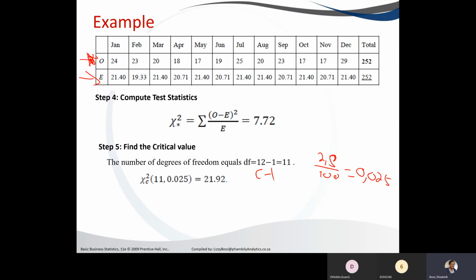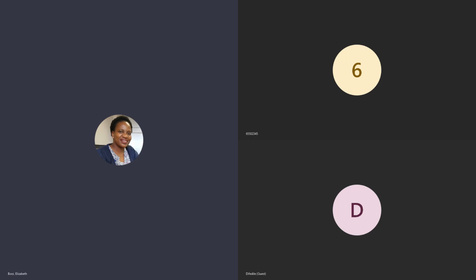Then we need to go to the chi-square table. On the chi-square table, we're going to find 0.025, and then on the side, we're going to find the degrees of freedom, which will be 11. I will show you just now where they both meet. Wherever they meet, that should be 21.92. So let's go and find our critical value.